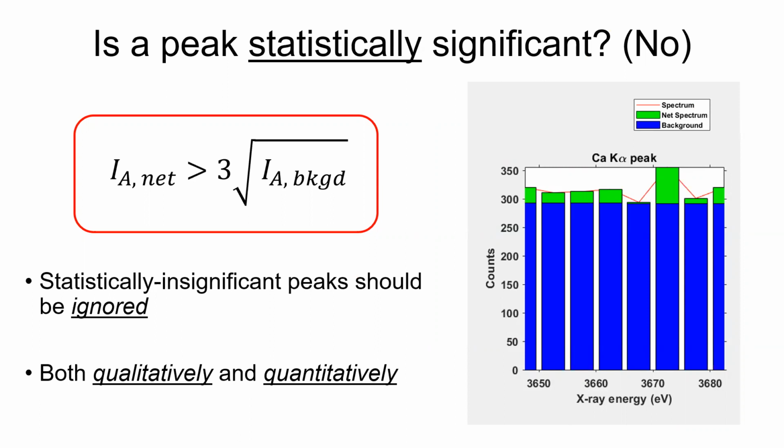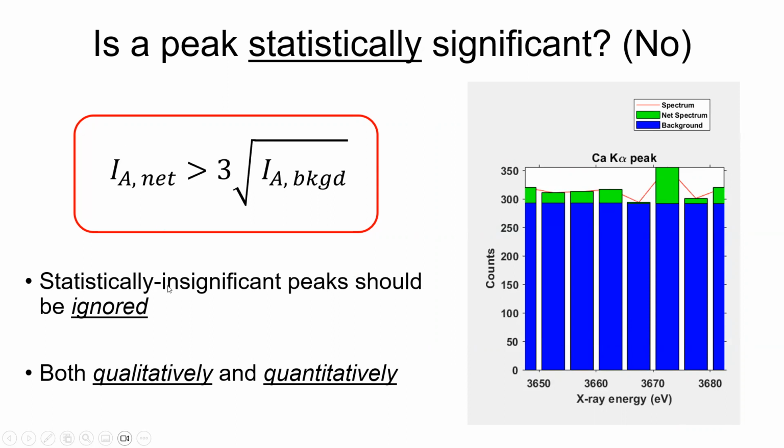Okay, so if you look at the example on the right here for the calcium K alpha peak, you can do the math. If you want, you can find out that you do not meet this criterion. So you don't have a statistically significant peak, which makes a lot of sense, because you can see that I barely have any kind of signal that's above the background level here.